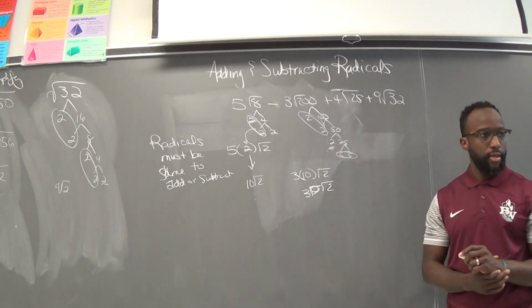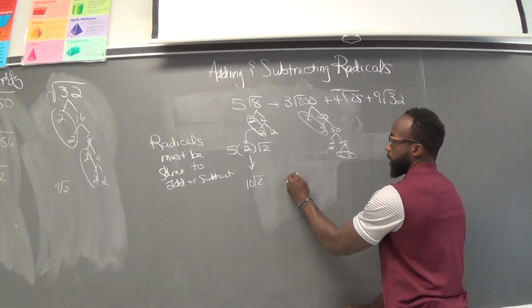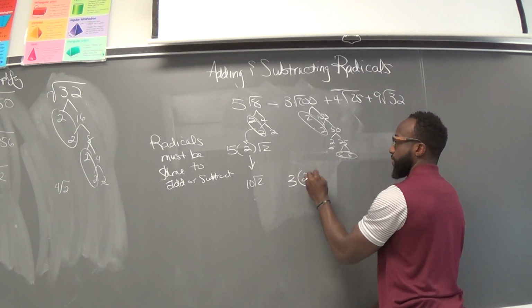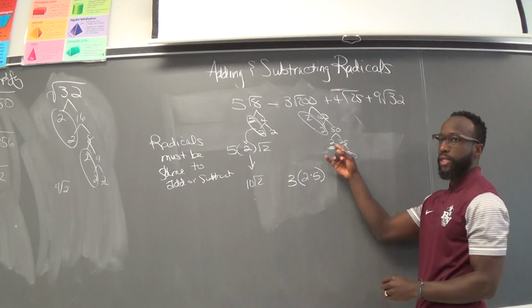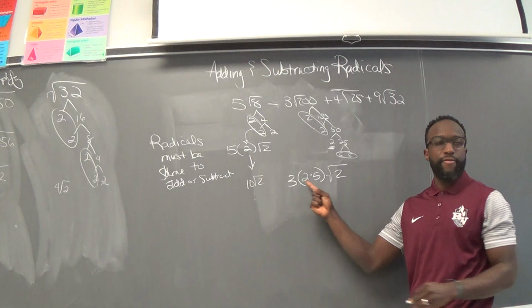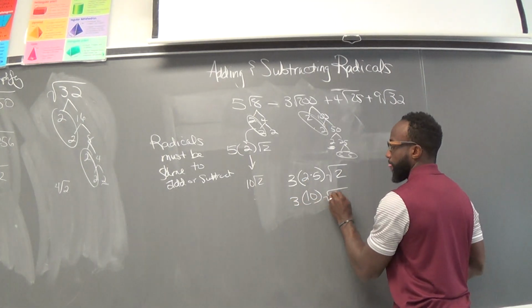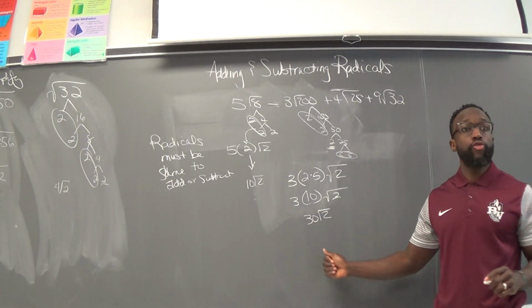Everybody good so far? Did that go too fast? Alright, let's break it up. You got this 2, bam, times this 5, bam, right? And he's left alone, so he stays underneath the radical. 2 times 5 is 10. And then you got the 3, and that's how we get our 30 root 2. We good so far? Yeah. Cool. Yes, sir. I had a question.